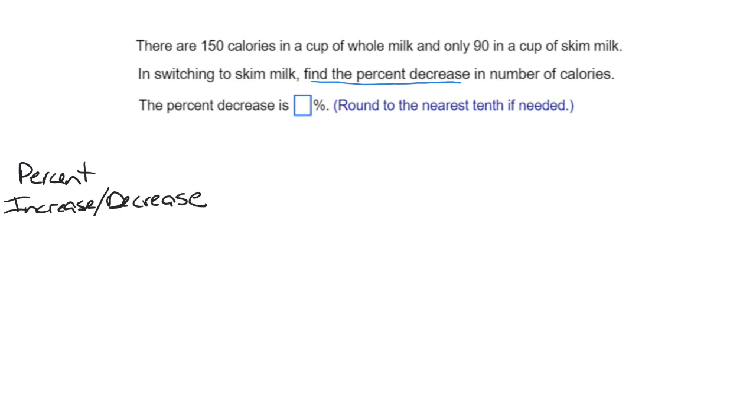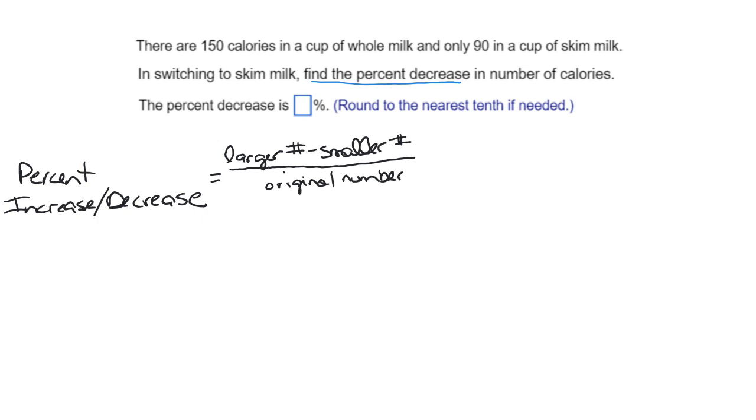Percent increase or decrease. So what you do is, and I'm just going to abbreviate, you're going to take the larger number. They're going to give you two numbers. You take the larger number minus the smaller number. That was that first step that they've had us do, find the amount of increase on that last problem. Get that value and then divide by the original number.